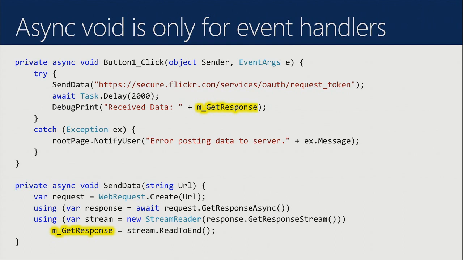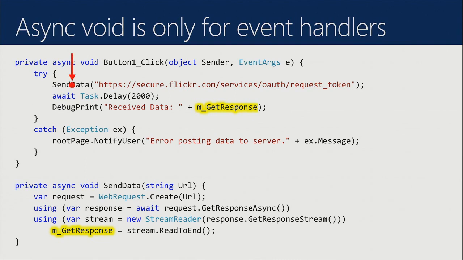I have a button click event. The event itself is async void. It's calling an async void method to try to send some data. It gets a response back, and it assigns it into a variable. Then after the button click has called the send data method, it waits for a little while. We put a delay in to make sure that the interaction happened, and then hopefully the variable filled up, and we can print things out.